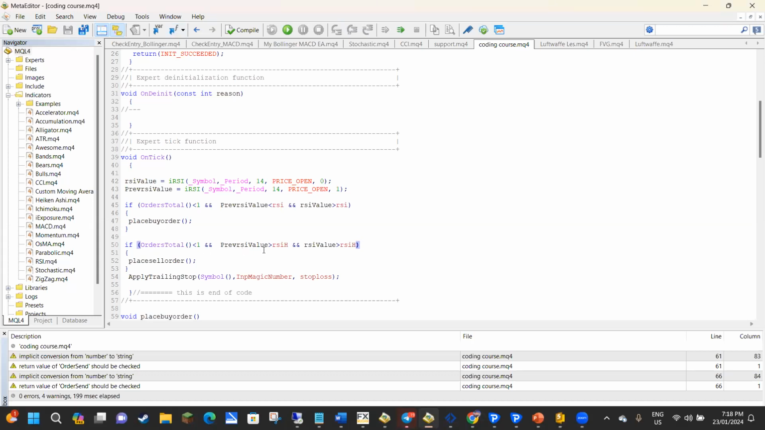We wanted the RSI to go above the 70 and then come back. I just had the wrong symbol: I had to have a less than symbol instead of a greater than. And compile. So that would be the only error. I don't even need to redo it. I know that's the case, and I don't want to spend the whole time back testing.